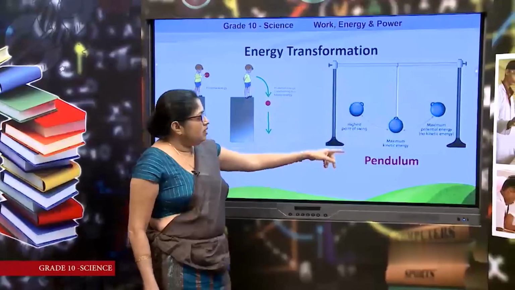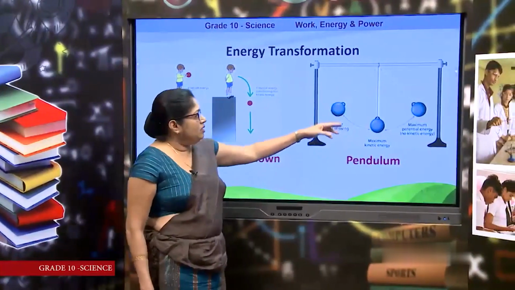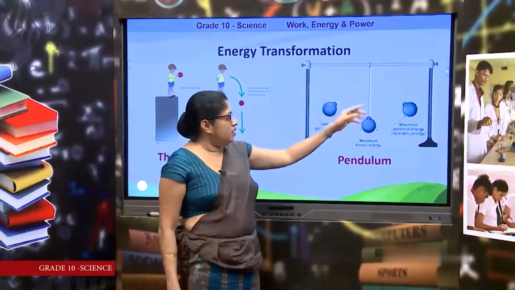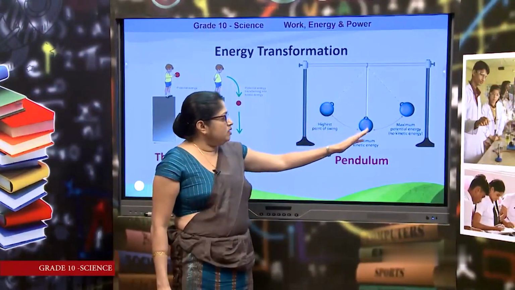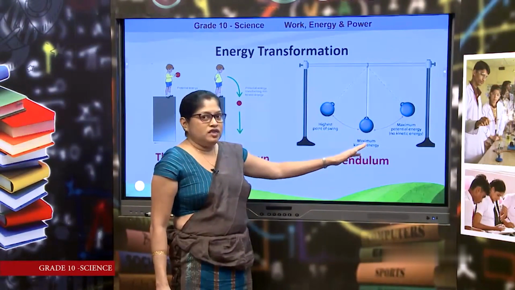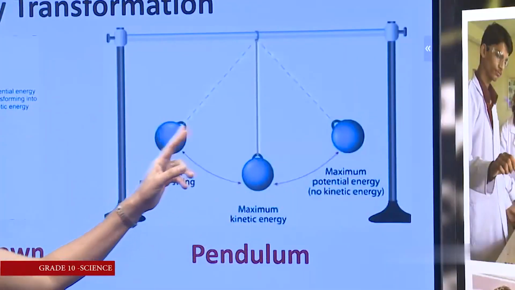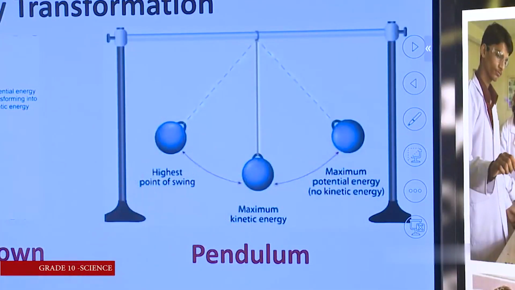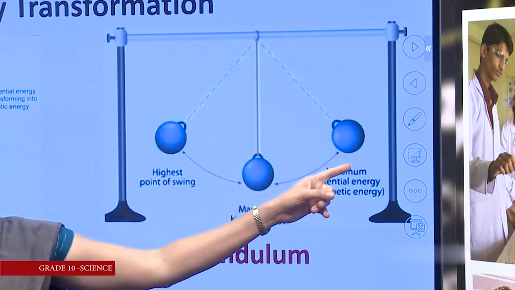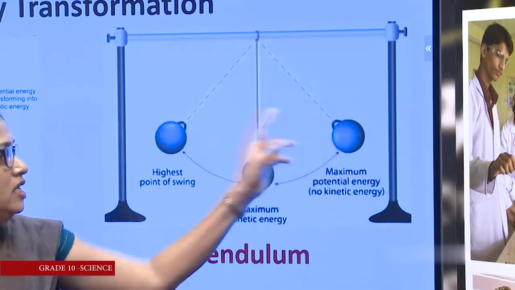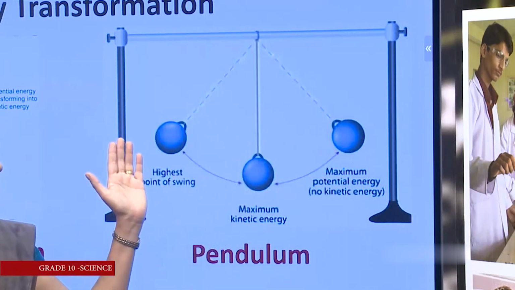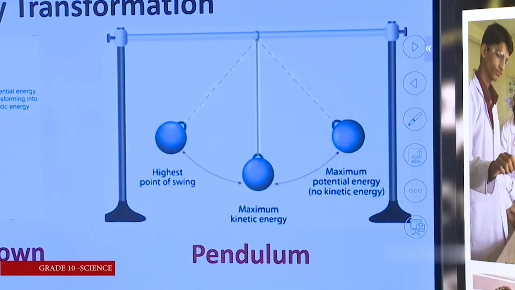And this is a pendulum. This is hanging from a rod. So, at this point it has maximum kinetic energy, and at these 2 points it has maximum potential energy and 0 kinetic energy, because at these 2 points the pendulum is not moving.